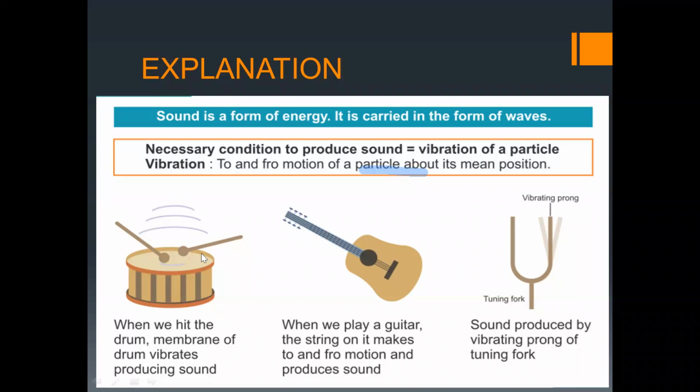Let's have some examples over here. You can see a drum in this picture. When we hit the drum, the membrane of the drum vibrates, producing sound. When we hit it, it produces vibrations, and this membrane starts vibrating. When it vibrates, it starts generating waves, and these waves travel through air and reach our ear. Our ear detects that vibration and sends it to the brain. The brain interprets the sound, and then we are able to hear the sound.